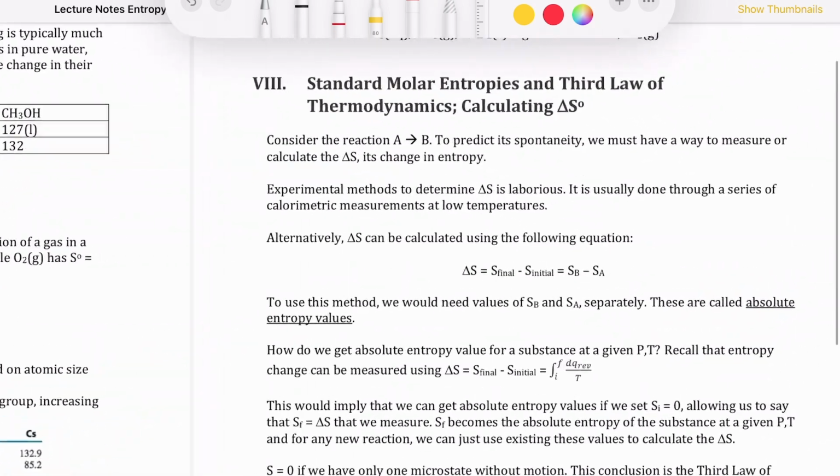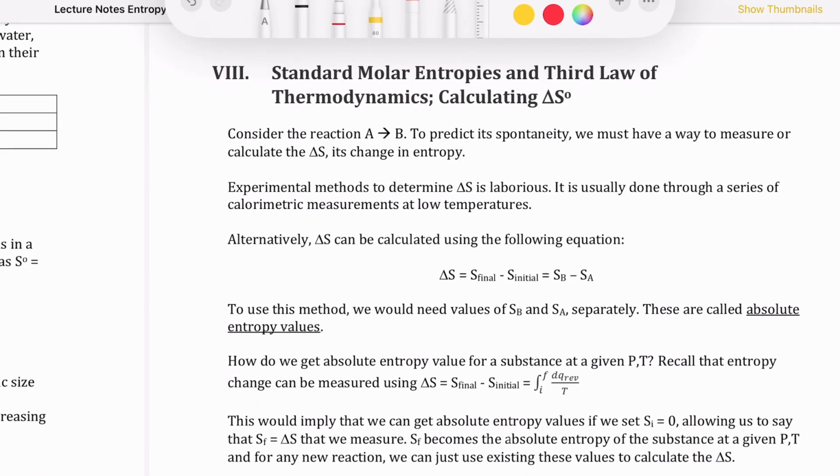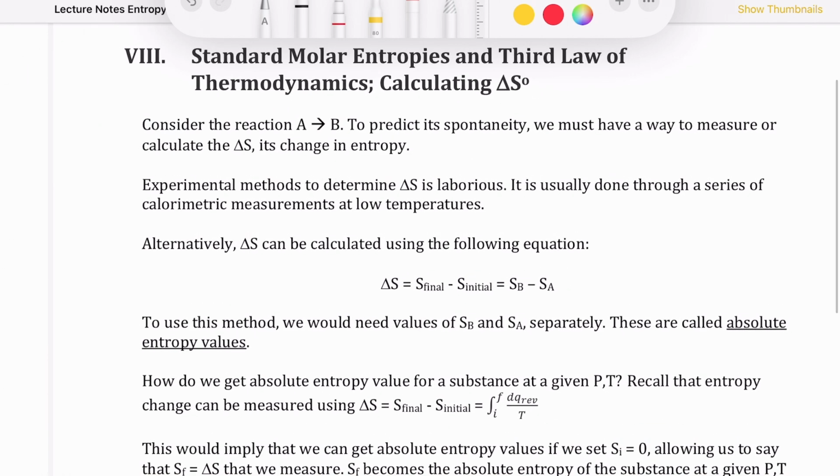What I want to talk about now is how to put these qualitative ideas into quantitative values of entropy, right? Actually getting the numbers that correspond to the value of entropy. And to do this, we're going to need to talk about something called standard molar entropies and the third law of thermodynamics. So in the second law, we have discussed the idea that for all spontaneous processes, the change in entropy has to be positive. Now, the question is, how do we calculate that change in entropy?